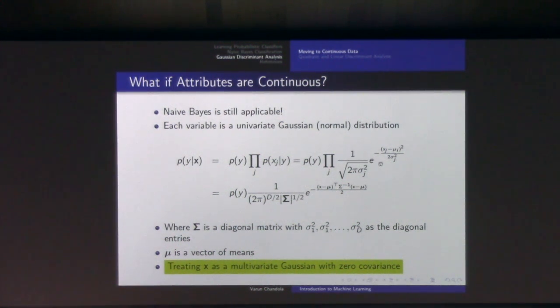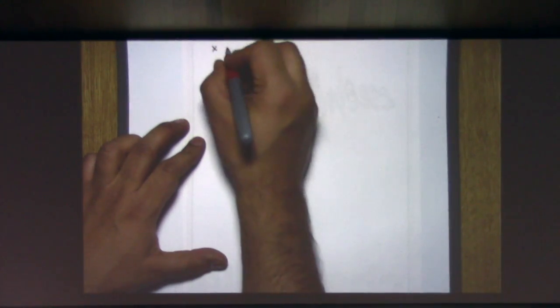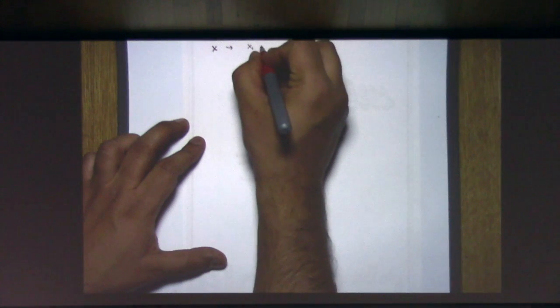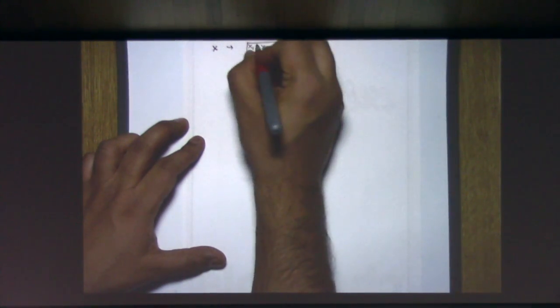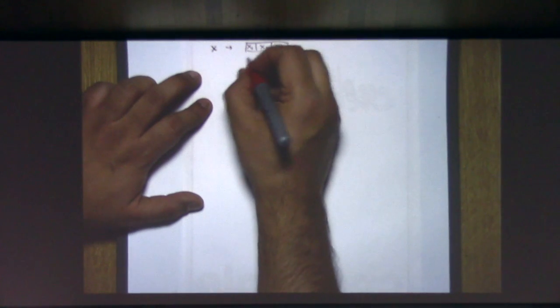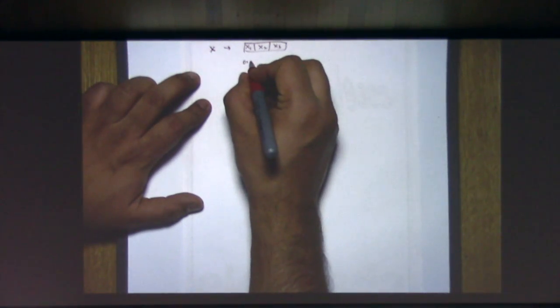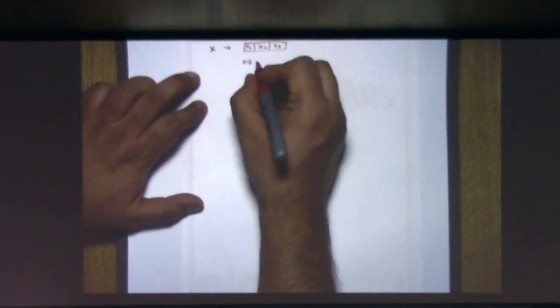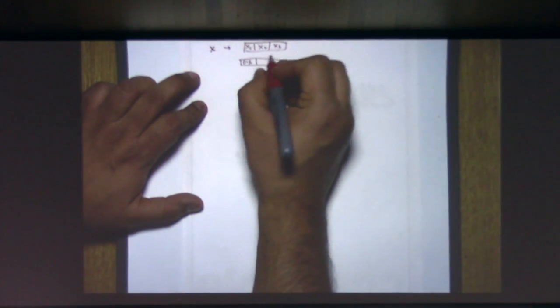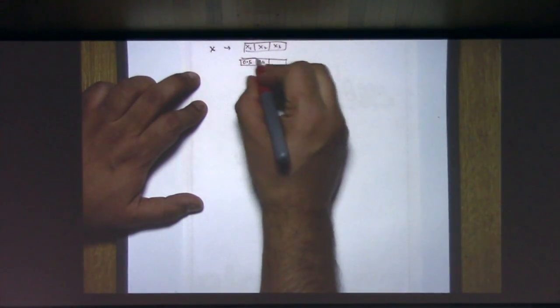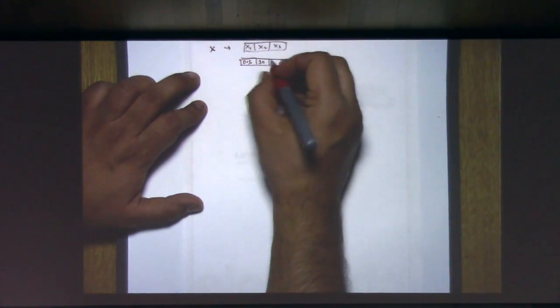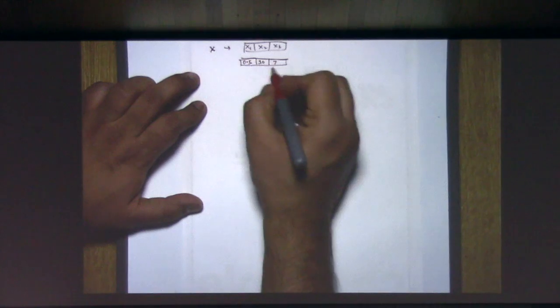Okay, so let's write it in a little more detail. So let's say your x, right? X is basically a 3-dimensional vector. So this could be, let's say, the size in centimeters, 0.5, this could be the weight in milligrams, 30, and this could be some position value, 7, right? So these could be 3 different attributes. So this is how your data is expressed.